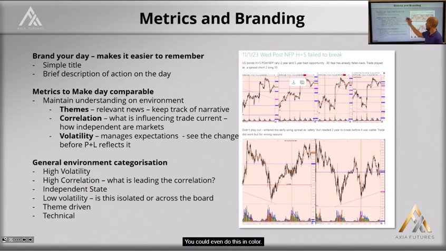You could even do this and color your title to make these things easier to work through. And what you'll probably find is that over time you'll have a sequence of similar colors that then deviates into a sequence of other colors. You may well see a pattern that all of your green titles, which are in high correlation environments, say, then shift into independent state environments, theme-driven environments, technical-driven environments.